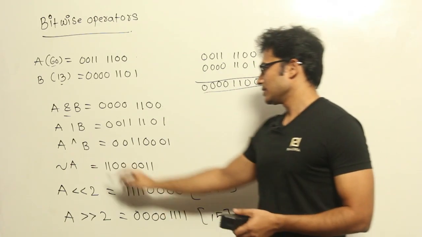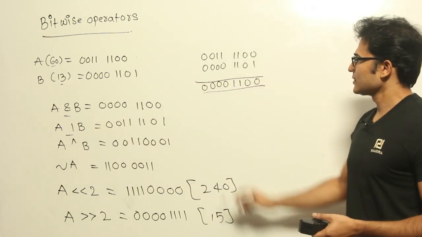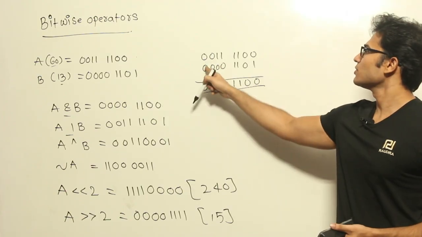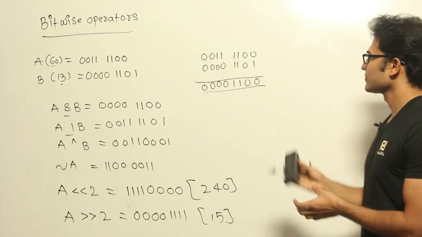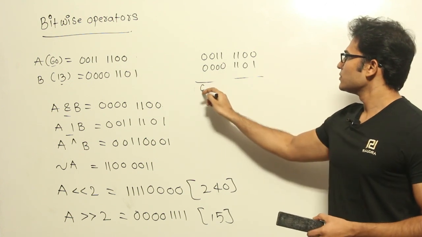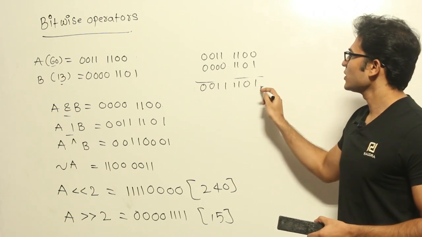Now the next one is, this symbol is bitwise OR. Bitwise OR means we take every 2 bits and apply OR. So 0 or 0 is 0, like this. Now if I apply OR, it is going to be 0011 1101.